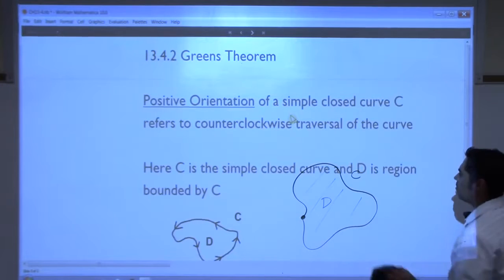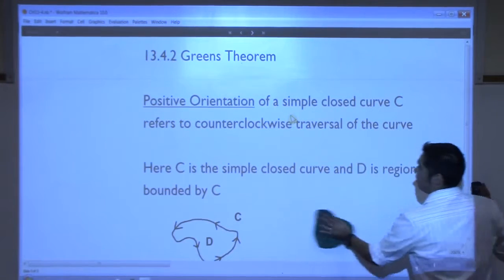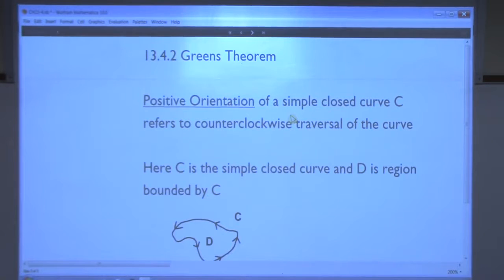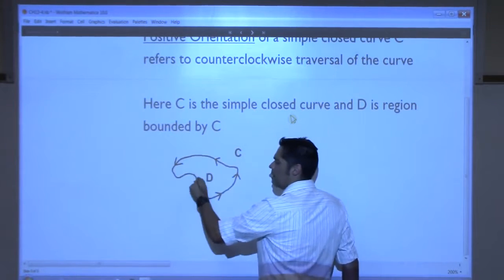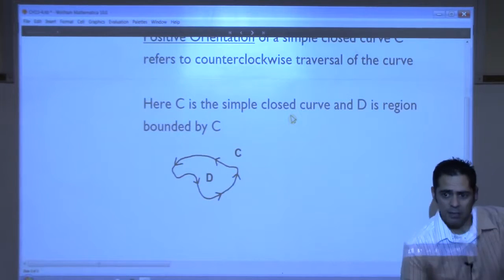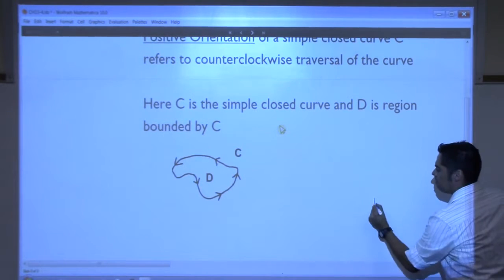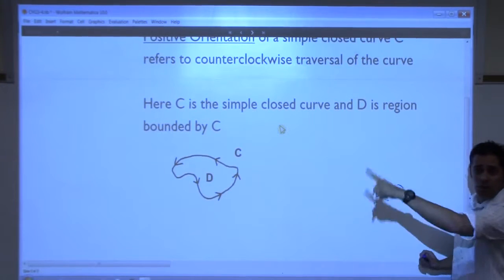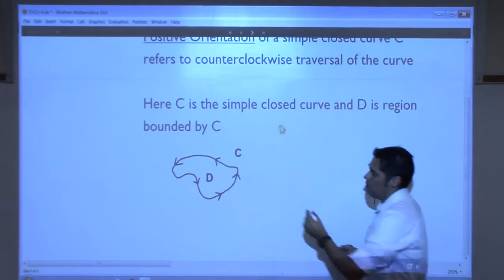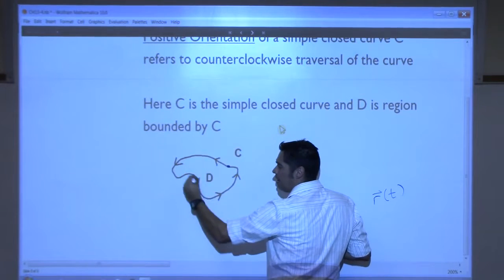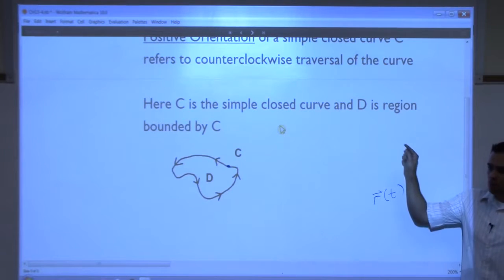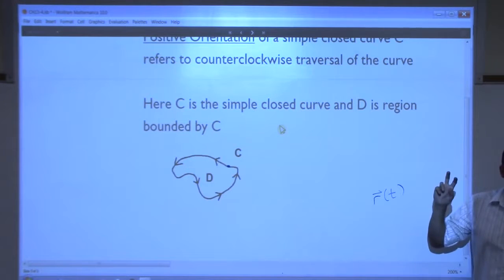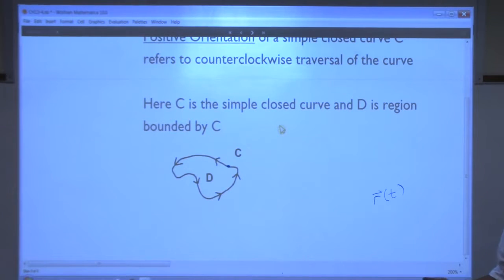So we have to get some language down first. Positive orientation of a simple closed curve C refers to counterclockwise traversal of the curve. So if you have a curve that's closed, remember r of t was usually the vector function that would draw the curve. Since it's closed, it's going to go around and come back to itself. We call it positive orientation when you travel along the curve counterclockwise. If you go the other direction, that would be negative orientation. All right?